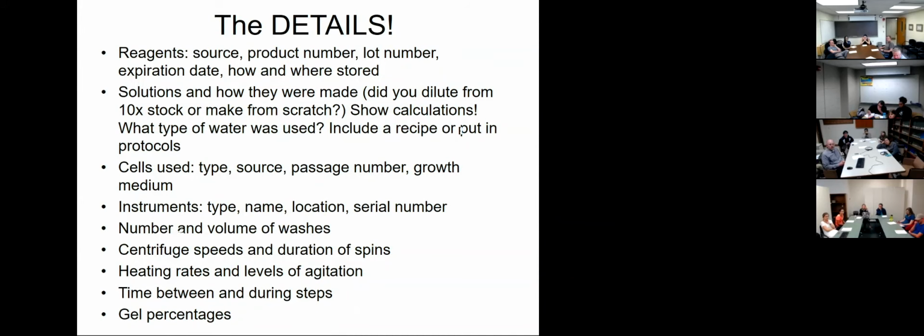If you're doing a Western blot or SDS-PAGE, agarose gel, what percent of gel did you use? Things run differently based on the percentage. So you need to write all these things down. I've given you a handout, I hope, that everyone has, that has some of these listed so that you can take that back and refer to it once in a while.